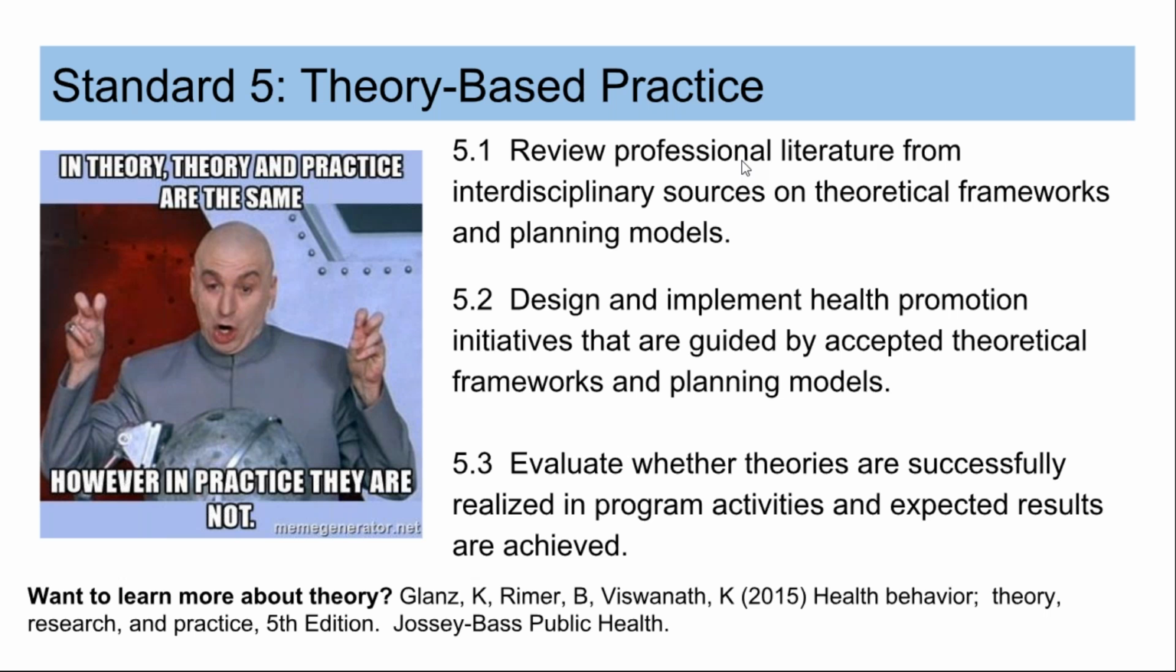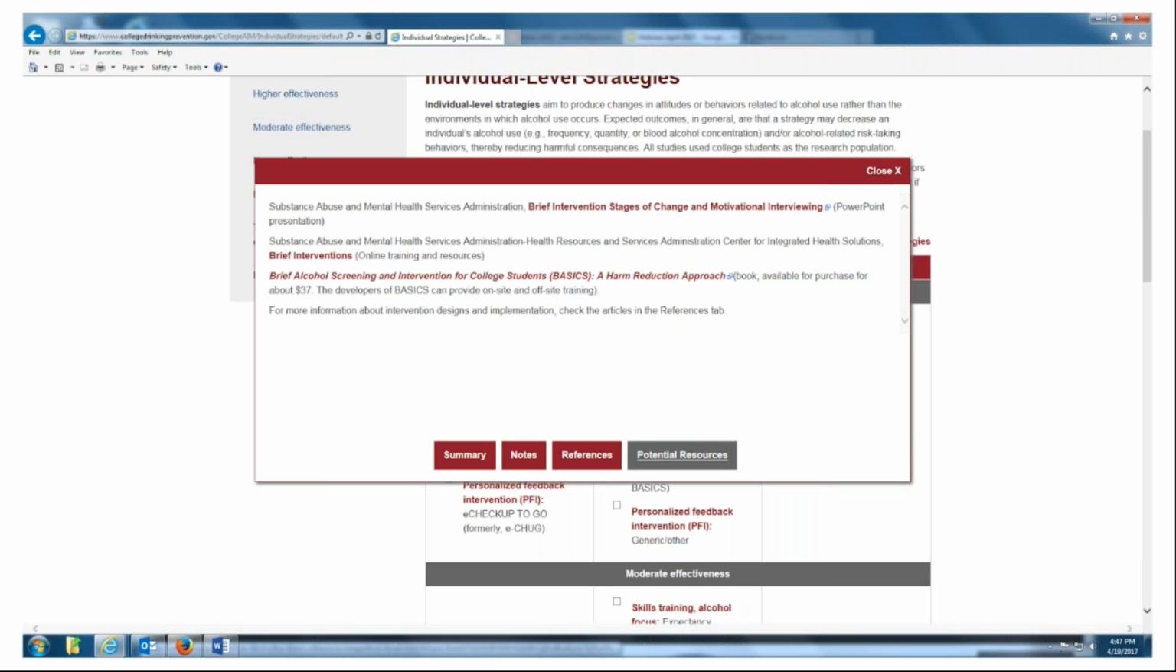And we wanted to include, you'll see at the bottom, many of you may have the GLANS book, sometimes also referred to as the Purple Book. It is a great primer on health behavior theory, research, and practice, but you can also look at other areas of theory. Student development theory could also be utilized to create good health promotion programming. And as promised, we are yet again going to highlight the NIAAA matrix because, as you can see, they actually give you resources for theory within the matrix as you click on some of the interventions.